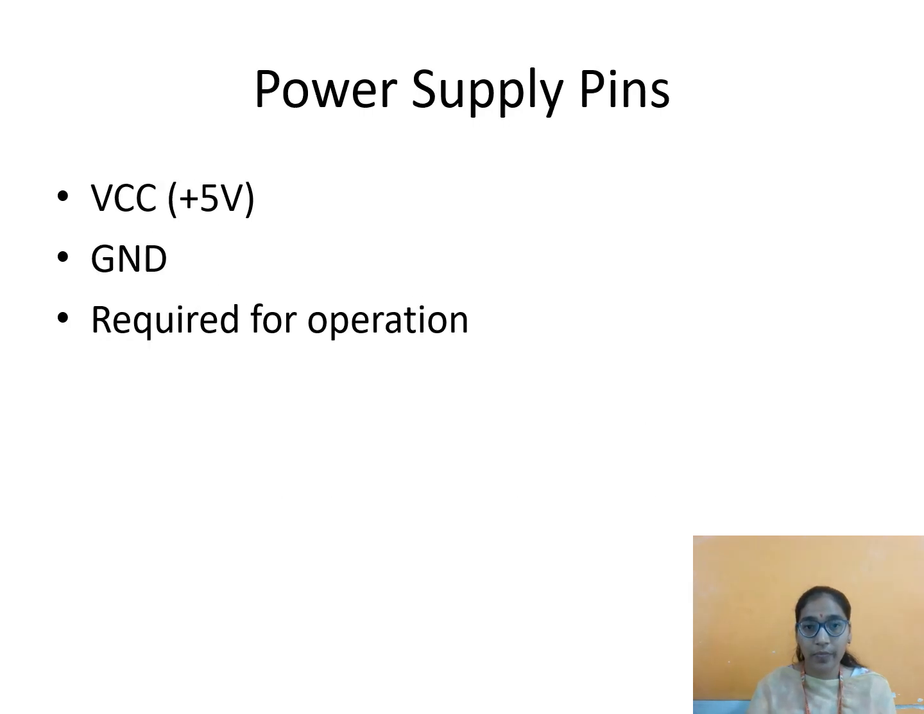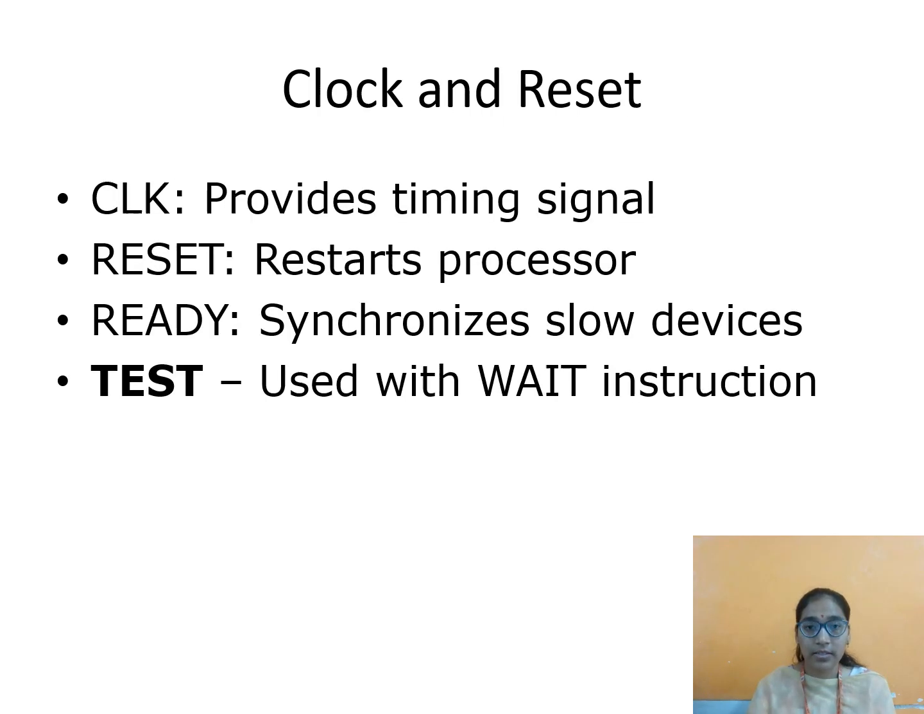Power supply pins. There are two types of power supply pins. One is supply pin VCC, which gives plus 5 volts, and the other is ground. These two pins are required for the operation of the 8086.